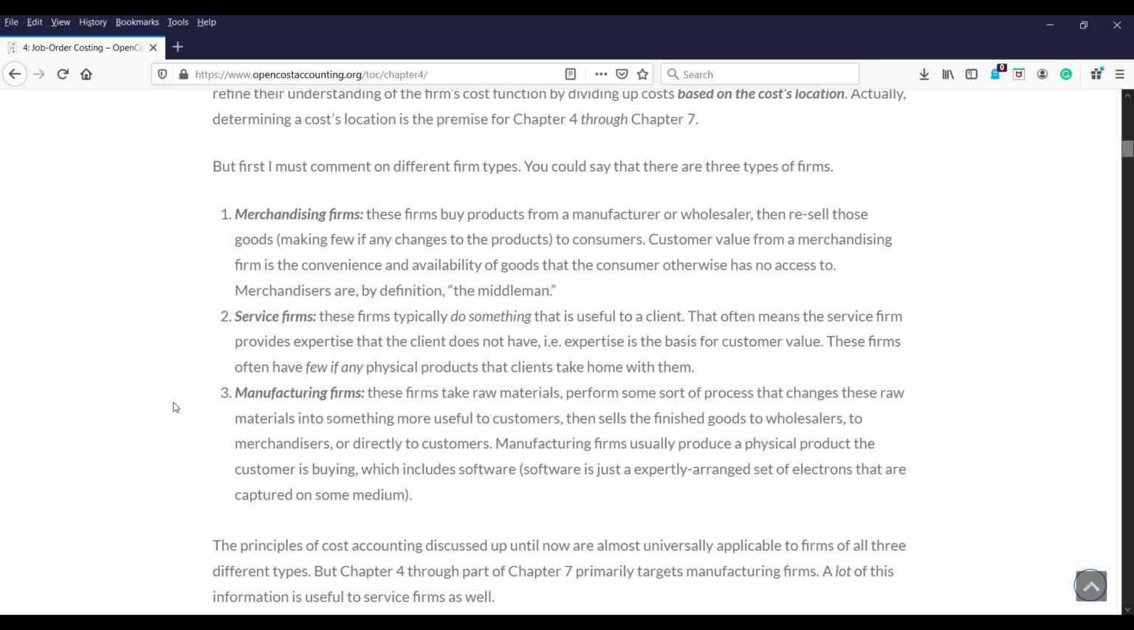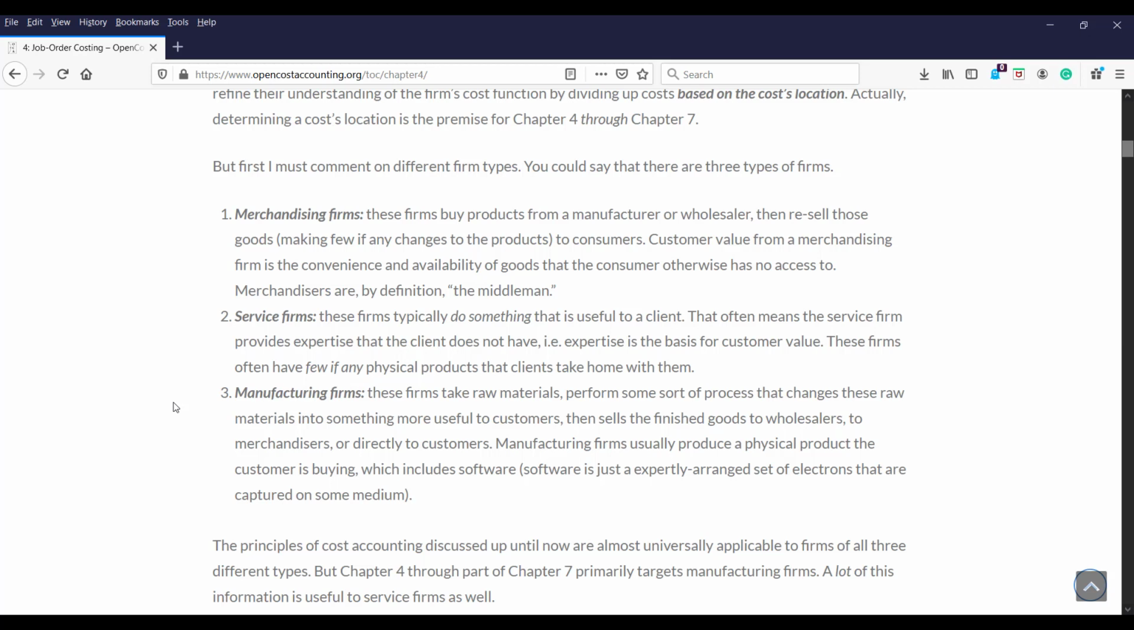Service firms offer to do something for the client. Often they're providing some sort of expertise the client doesn't have, and usually they aren't dependent as much on the physical products that the client takes home with them. Now, manufacturing firms are the focus of these next 3 chapters, but a lot of the things that we talk about still apply to service firms and, to a much lesser degree, merchandising firms.